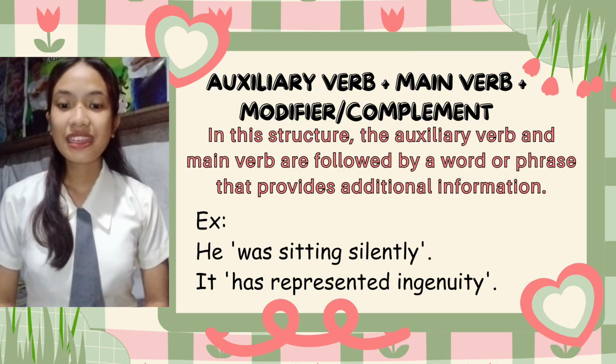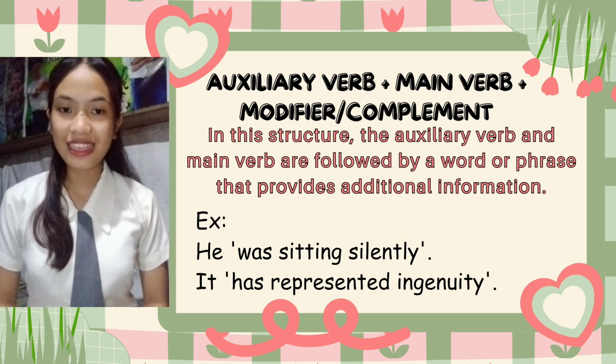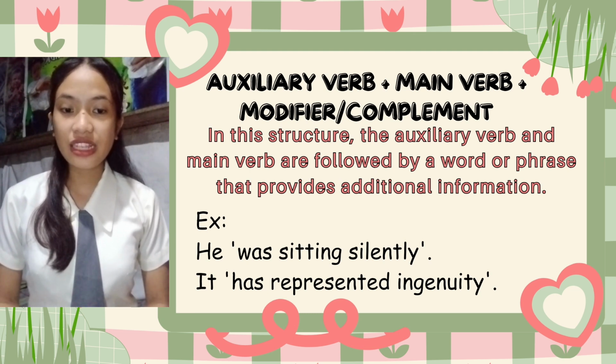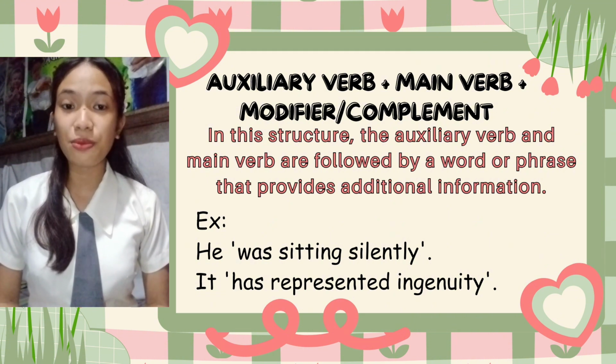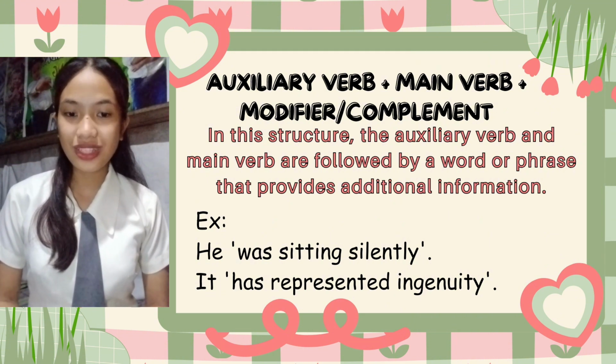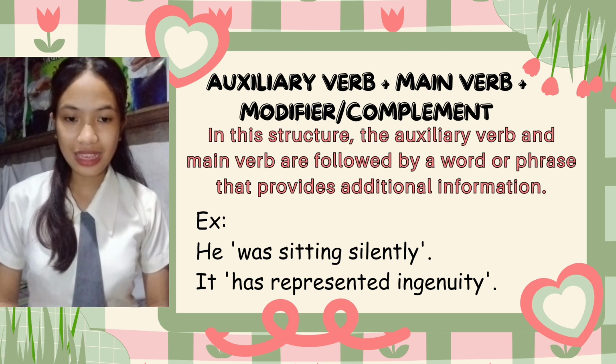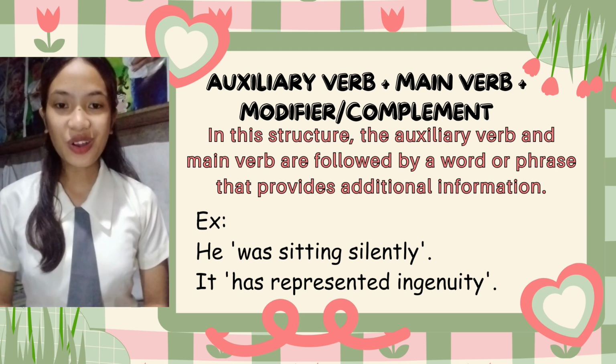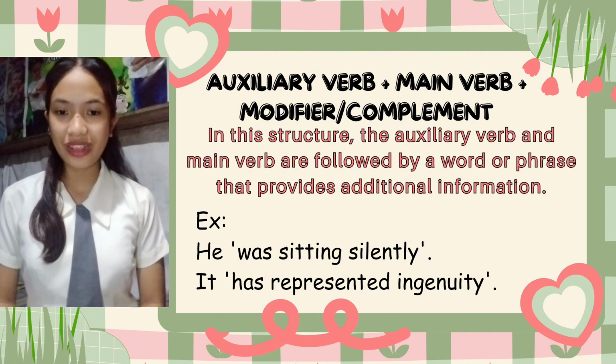Another example, it has represented ingenuity. Has, an auxiliary, indicates present perfect tense, while represented is the main verb, and ingenuity, the complement, explains what is represented. And that's all the patterns of verb phrase.